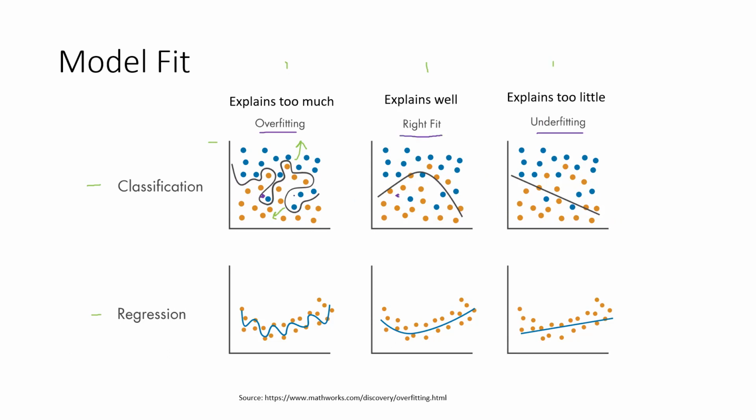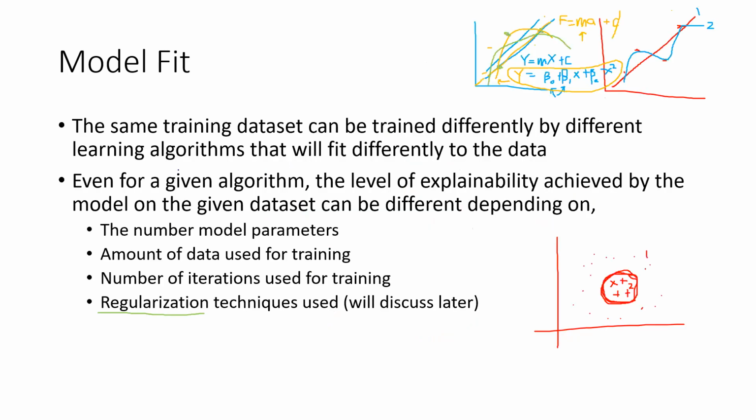And this is how the types of classifiers will turn out when we have different types of algorithms, different numbers of parameters, different amounts of data, different numbers of iterations, and different amounts of regularization used.